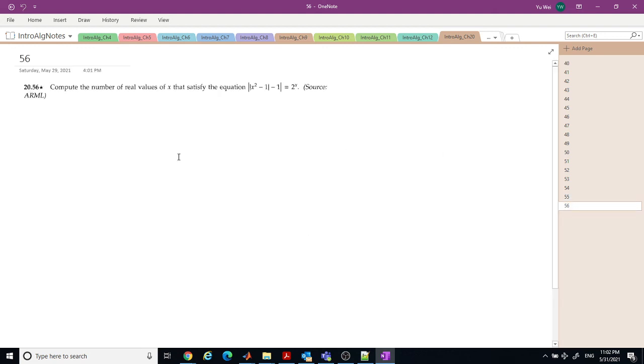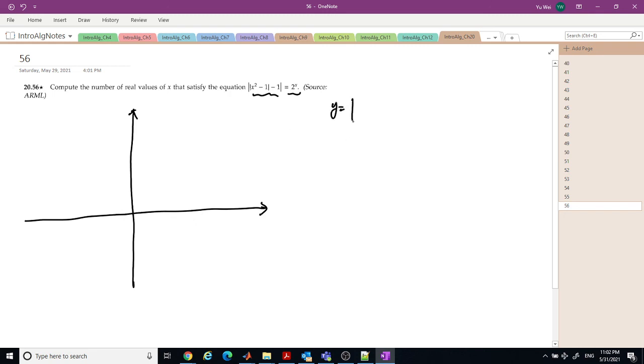Okay, last one. So we want to see how many solutions there are. We need to draw a picture of the left side and the right side first. The left side is more complicated. Let's see, it is y equals the absolute value of 1 minus the absolute value of x squared minus 1. Let's look inside. First we take out the layers one by one, right?